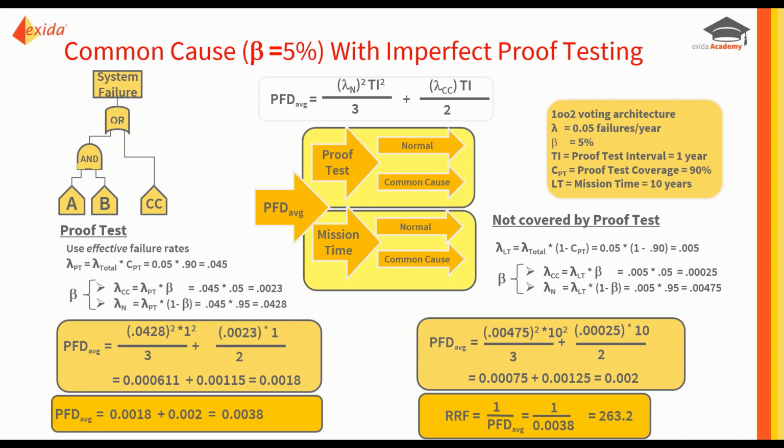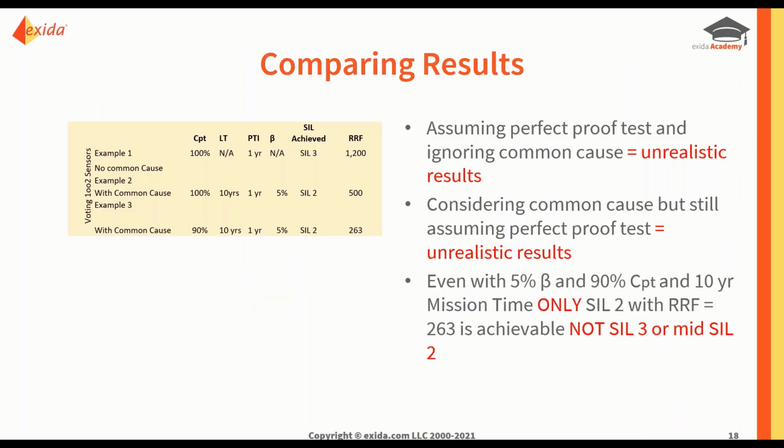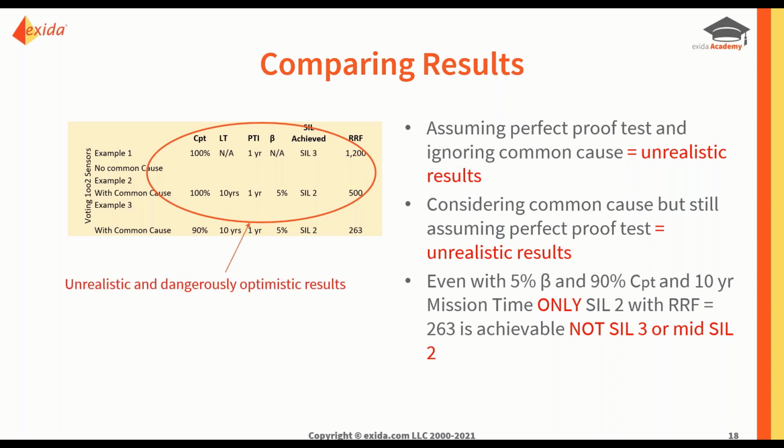So if we compare the results then, in the first example, we had no common cause, we assumed perfect proof test, and we ended up with 1200. In the second example, we included common cause, we still assumed perfect proof testing, and we ended up with a mid-range SIL2. In the third example, we now took into consideration a realistic proof test and the common cause, and we ended up with a SIL2 at 263. So you can see, this would result in unrealistic and dangerously optimistic results.